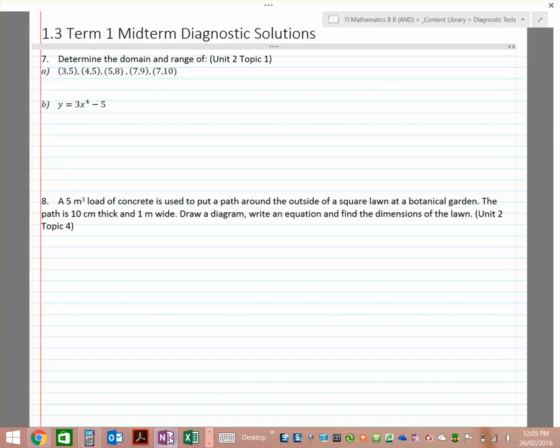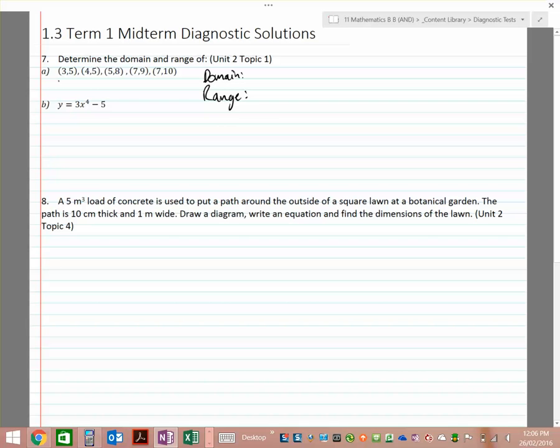Question 7, we're given 5 points and it asks us to find domain and range. So you need to at least tell me which one's domain and range. Some people just wrote random sets of numbers there. So at least label what's domain and what's range.